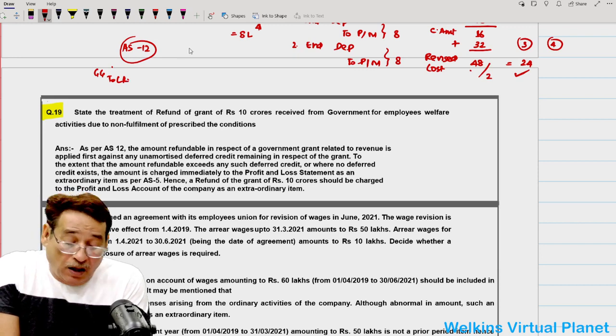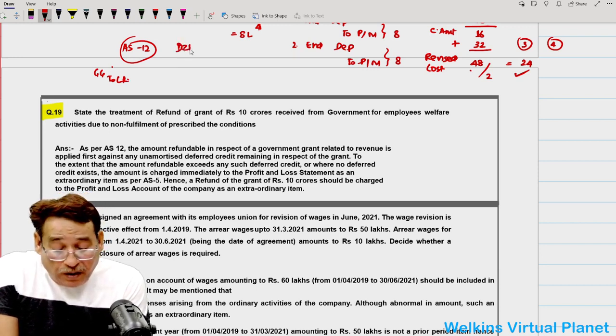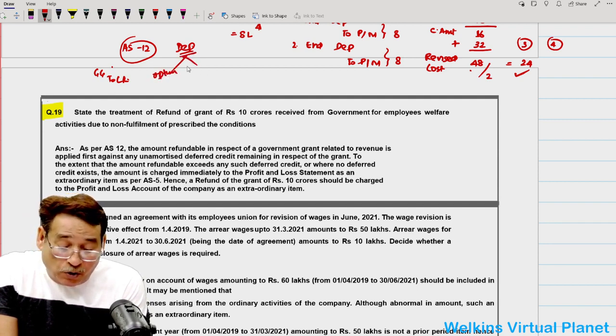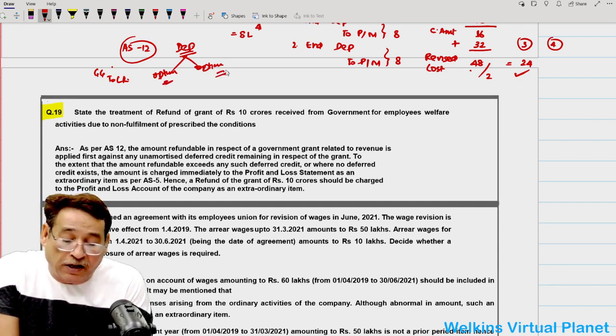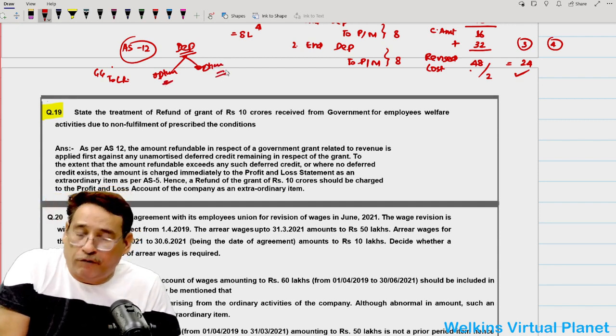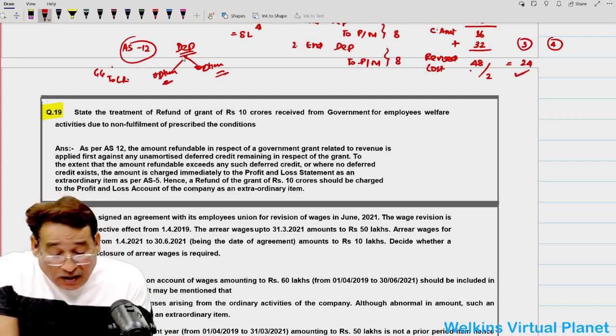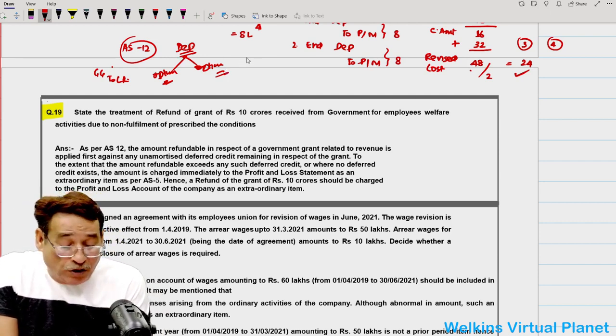I also told you, if grant is received for depreciable assets, then we have option 1 and option 2, as I told earlier. We can take the grant to the credit of asset account, or we can take the grant amount to the credit of what we call deferred government grant. And there is another last situation.